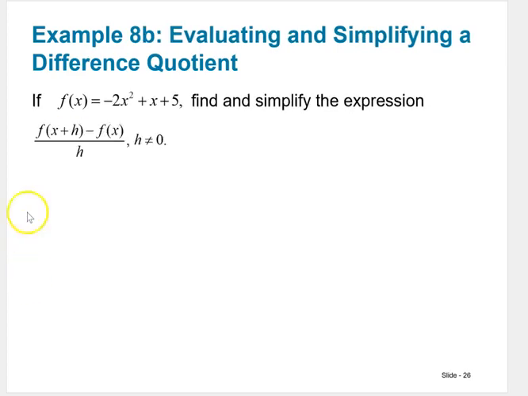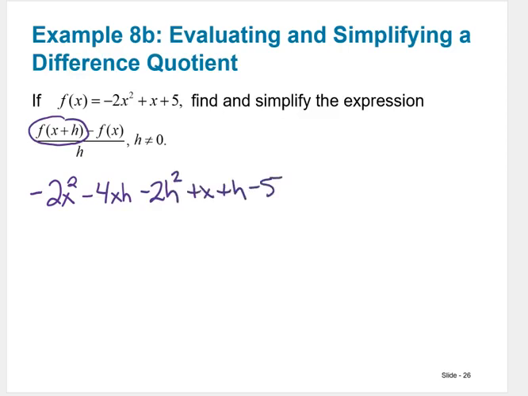Okay, so now that we know what that is, the first thing I'm going to have to do is rewrite that. I know what f of x plus h is, so let's rewrite that whole thing that we just wrote out from the last one. That's -2x squared minus 4xh minus 2h squared plus x plus h minus 5. Then it's going to have you subtract the entire function. So again, you're going to subtract all of that stuff. And then all of that's going to get divided by h.